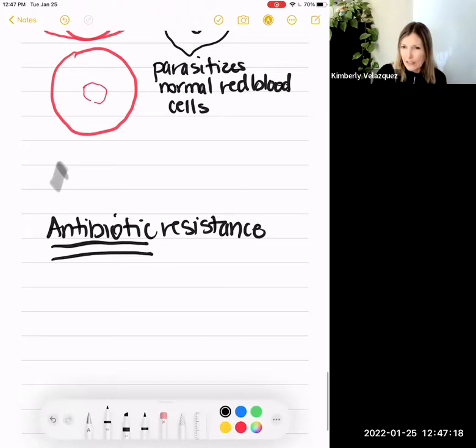Antibiotics only treat bacteria, by the way. Antibiotics cannot treat viruses. Viruses are not living. If you'll think back to that first lecture about what makes something living, anti means against, biotic means living. If something's not living, you can't kill it with antibiotics, okay?